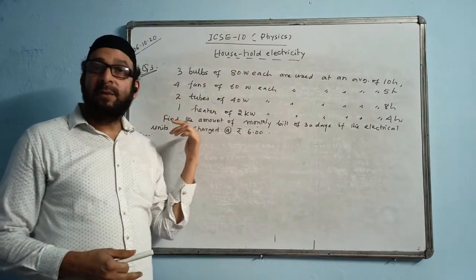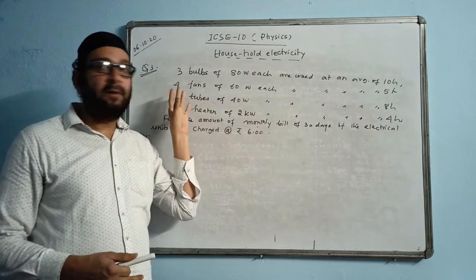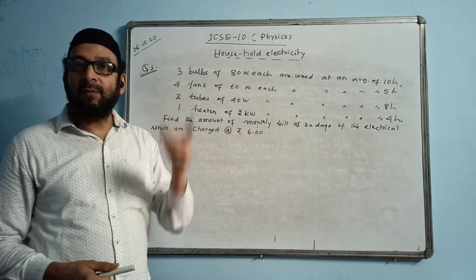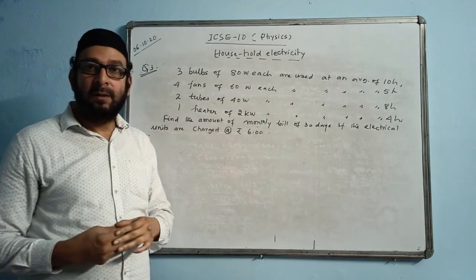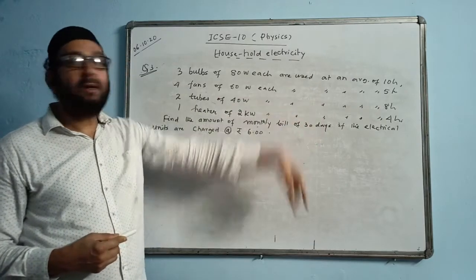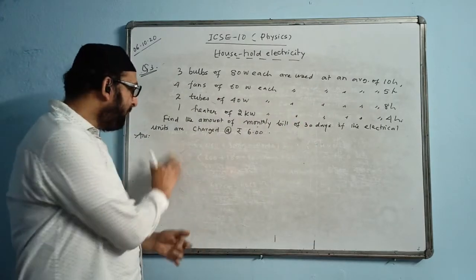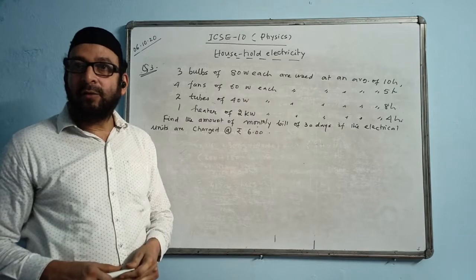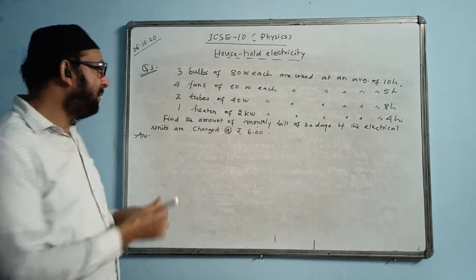Unlike the previous question, in the previous question we had all the appliances consumed for the same number of hours. But here the number of hours are all different. So you have to do it separately. We cannot find the total energy consumption all together. We have to do it separately.